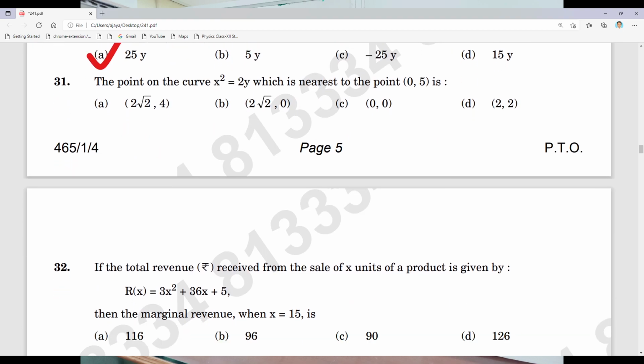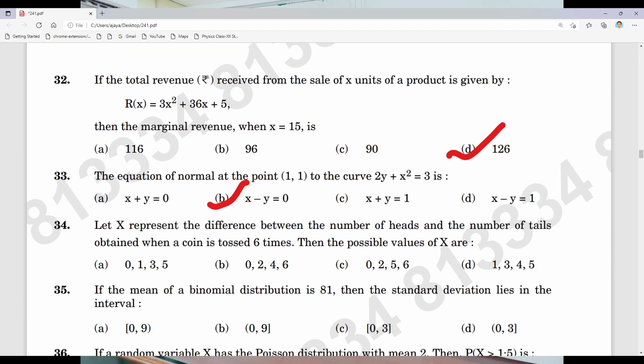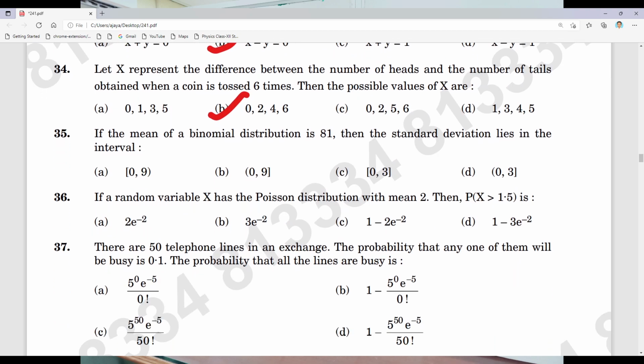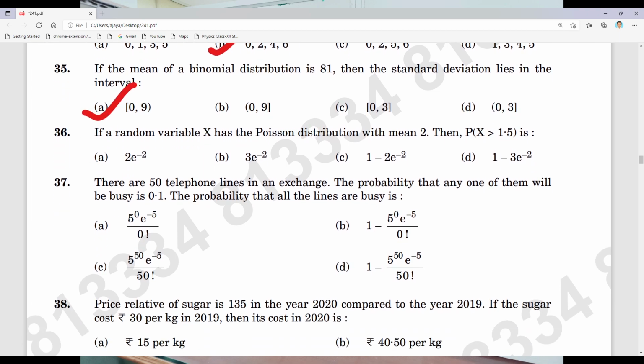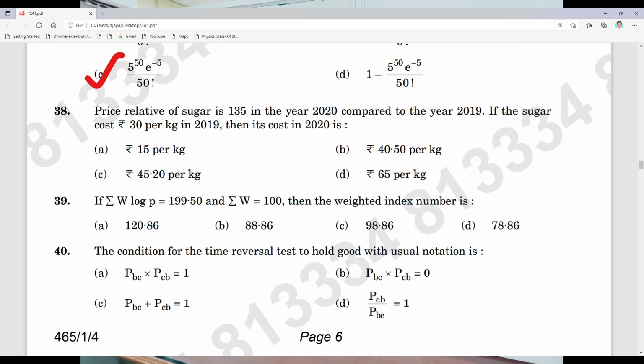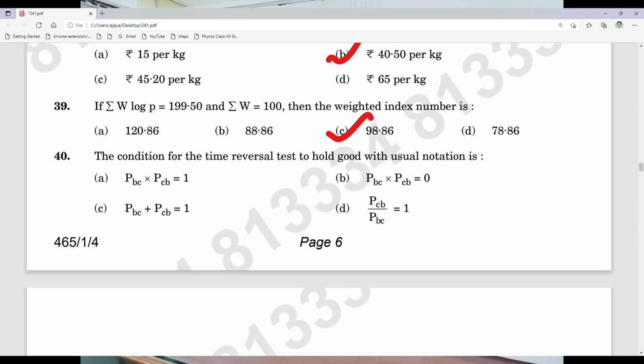Similarly, let us go to 31, A. 32, D. 33, B. 34, B. 35, A. 36, D. 37, C. 38, B. 39, C. 40, A.